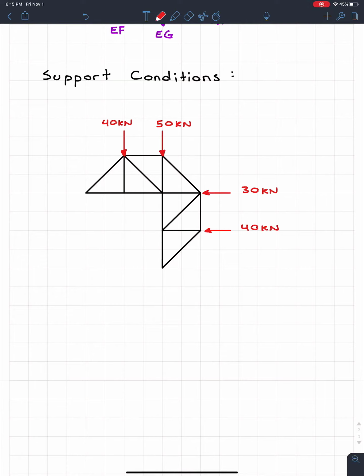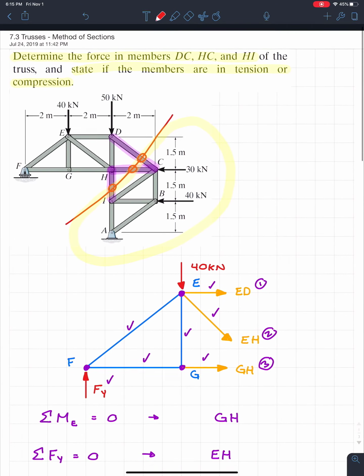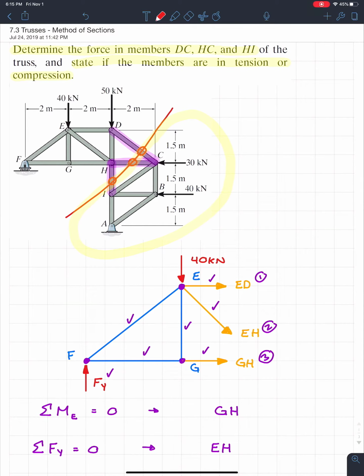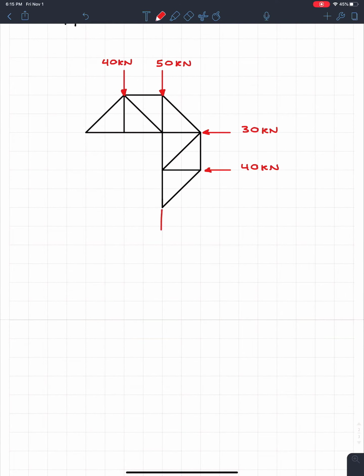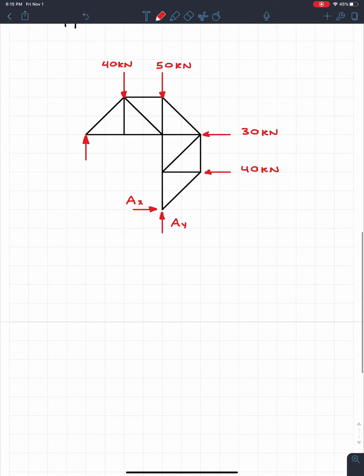And now that's it for external loads, but we have to keep in mind our support conditions. So at the base at A, we have a pin. So we know that this is actually going to be two forces. We're going to have a horizontal force and a vertical force. So here's my vertical force, AY. We're going to have a horizontal force, AX. And then at F on the other side, we have a roller. So we're just going to have a vertical force for that, which I'm going to call Fy. And that's all my forces.